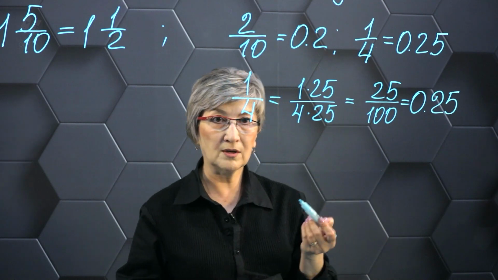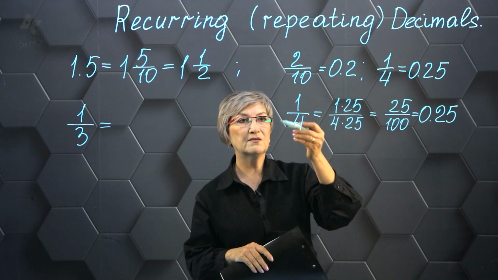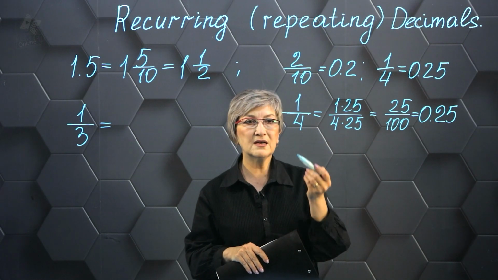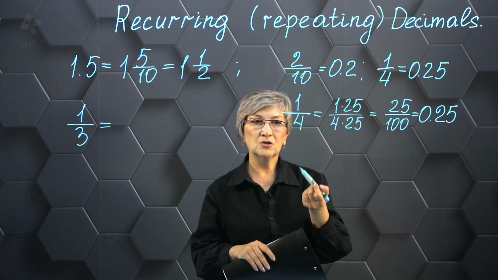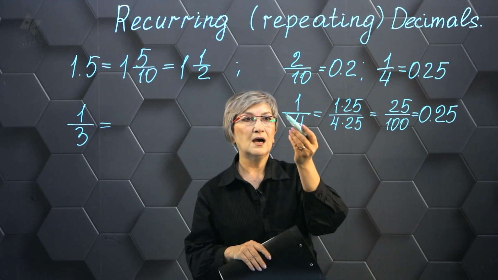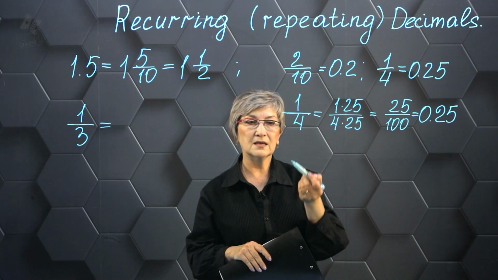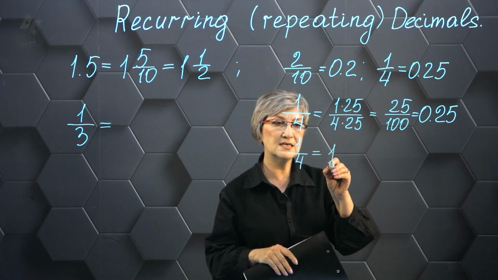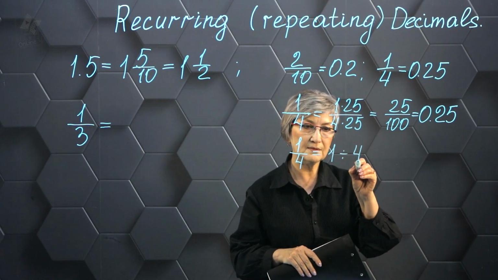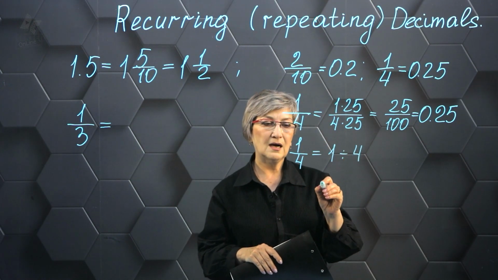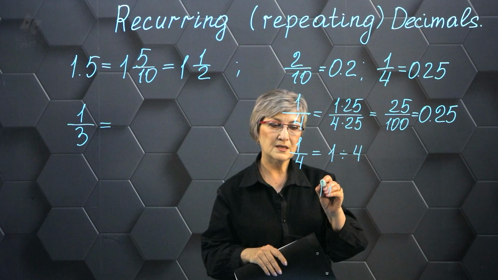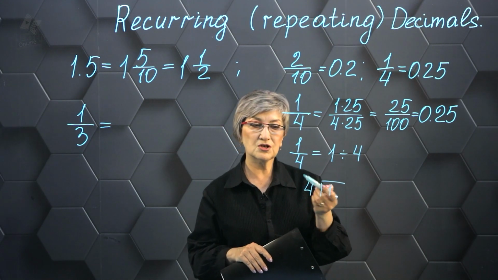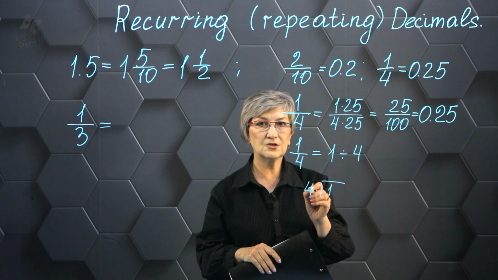But when writing down a fractional number, we said that the line is called a fractional line. But this line represents a division sign. So 1/4 is 1 divided by 4. And if I divide 1 by 4, the result is the following number.